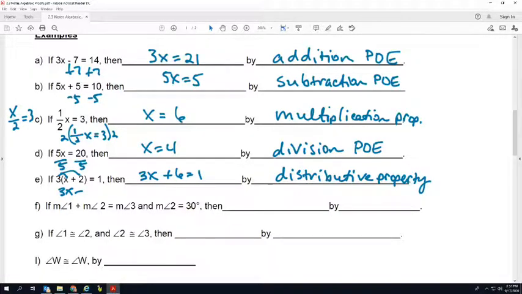Okay, the next one we have the measure of angle 1 plus the measure of angle 2 equals the measure of angle 3. And they're also telling us that the measure of angle 2 equals 30. So what I'm going to do is replace this angle 2 right here with this 30 because they're equal to each other. So that will become the measure of angle 1 plus 30 degrees equals the measure of angle 3. And I use the substitution property to do that.